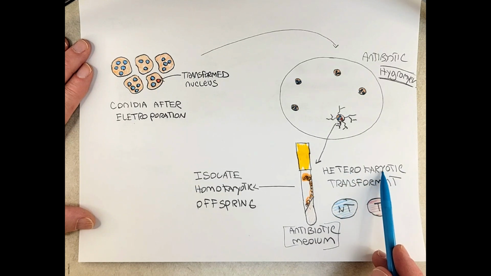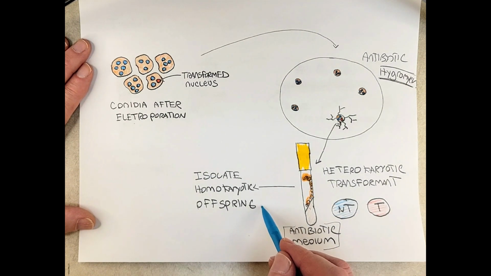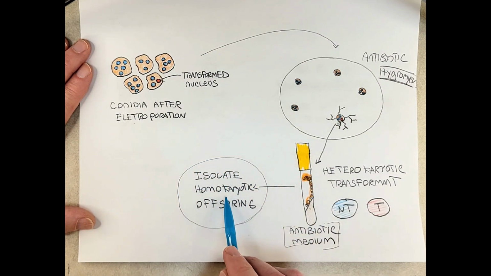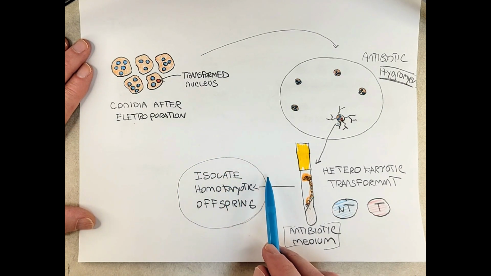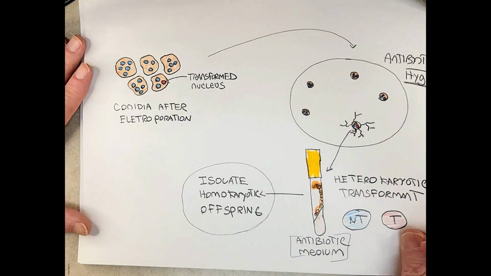So the heterokaryotic transformant has multiple nuclei. It has the non-transformed nuclei and the transformed nuclei. So what we need to do is isolate homokaryotic offspring. That's one of the easiest ways to isolate a homokaryotic transformant, to isolate an offspring from the transformant. And those offspring are almost always homokaryotic. Let me explain how that works.